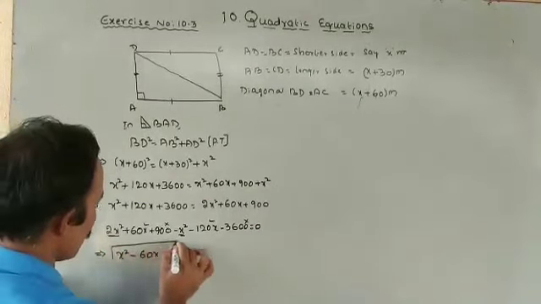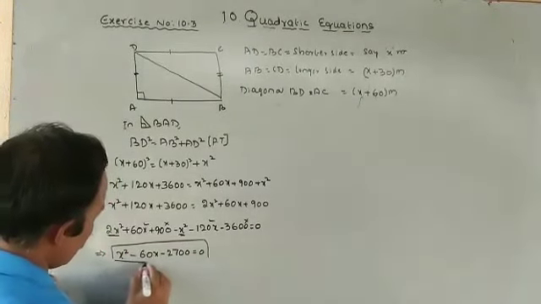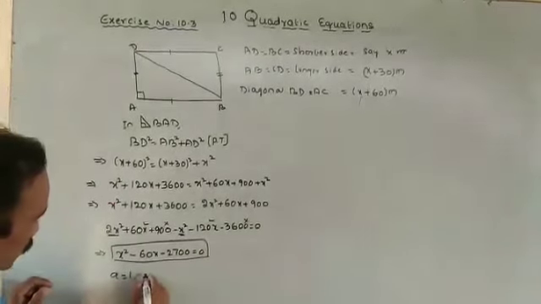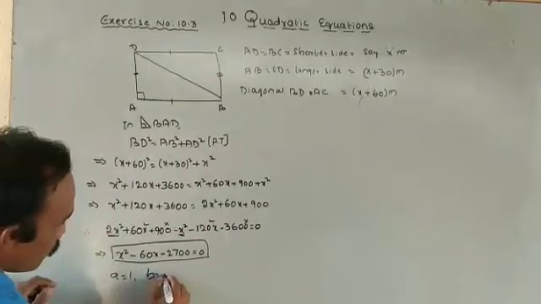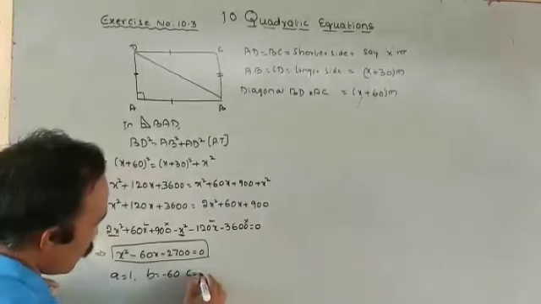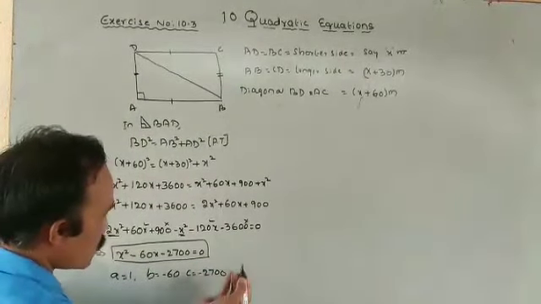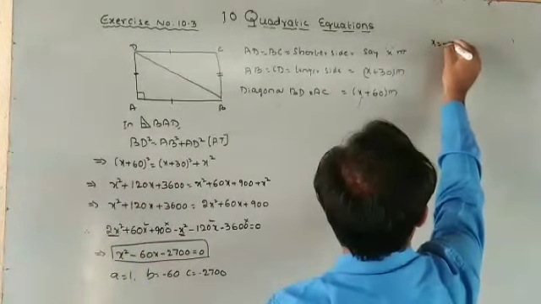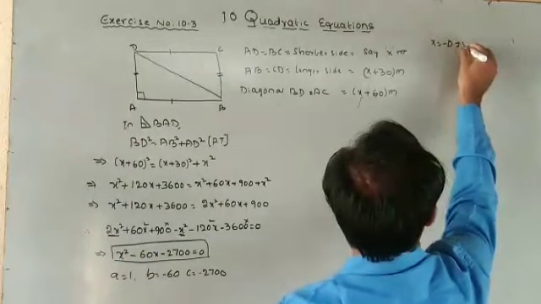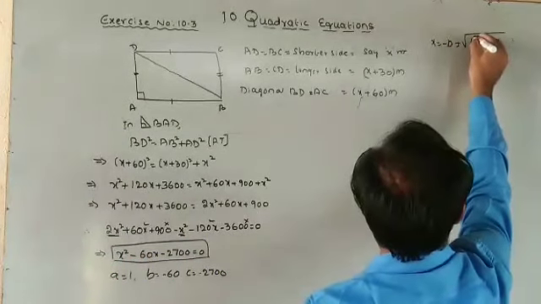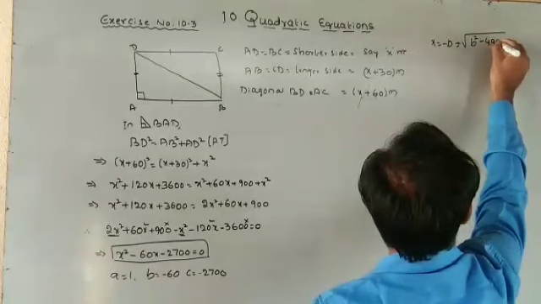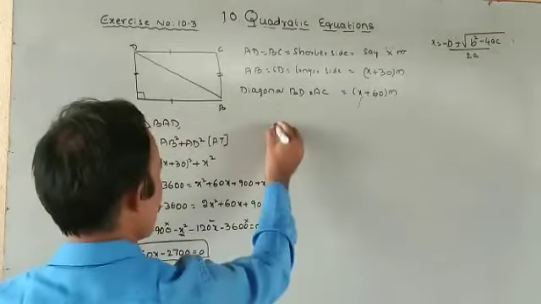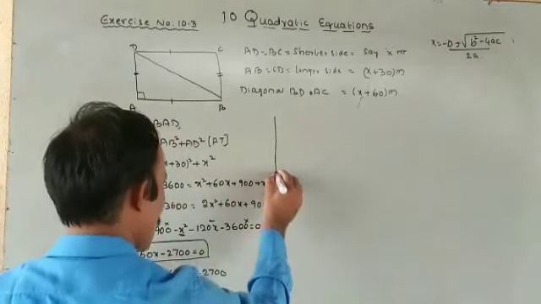Now this is of the form ax square plus bx plus c is equal to 0. What is the value of a? 1. Yes. b value minus 60, c value minus 2700. So here I will write the formula: x is equal to minus b plus or minus the root of b square minus 4ac, whole divided by 2a. Let's replace all the values.